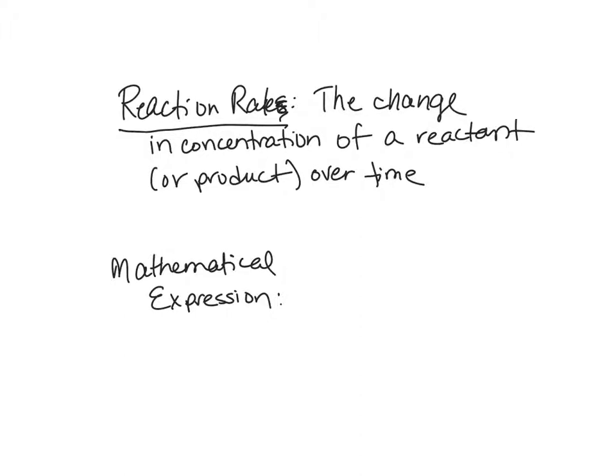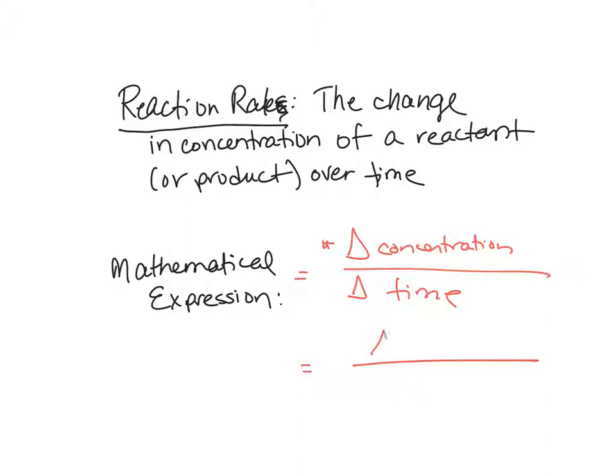Okay, so in the notes it says that we have defined reaction rate as the change in concentration of a reactant or product over time. The way we would write that and calculate it mathematically would be change in concentration, triangle for change, over change in time. And oftentimes we use molarity for concentration, so it'd be the change in molarity, and we use brackets to show molarity, over change in time.